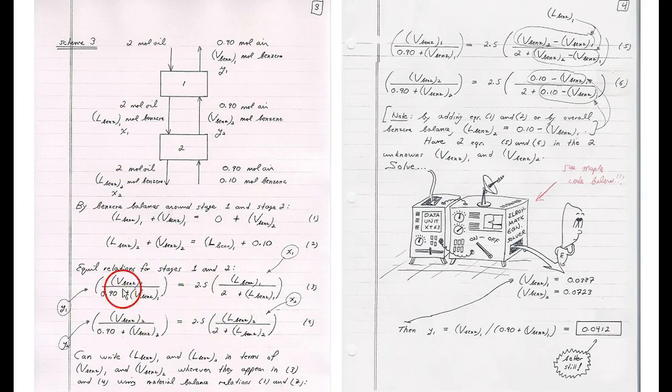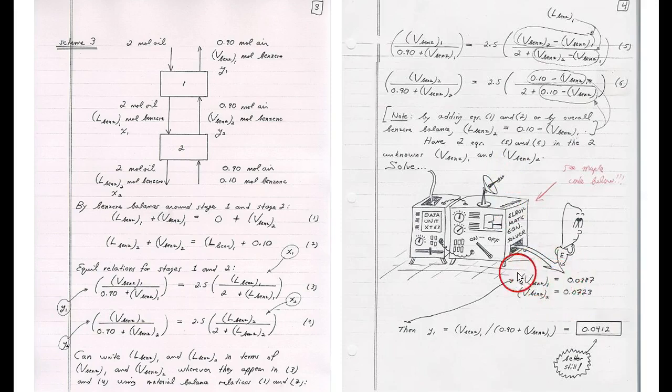These 2 equilibrium relationships seem to contain 4 variables, but actually wherever I see L-benzenes, I can get them in terms of the V-benzenes. So these 2 equations ultimately amount to 2 equations and 2 unknowns. That's what I've written over here. So I've got two equations and two unknowns for V-benzene coming out of the upper stage and V-benzene coming out of the lower stage. I solve those equations. I'll show the MATLAB code in a minute. And out pops the answer when I solve these equations, two equations and two unknowns.